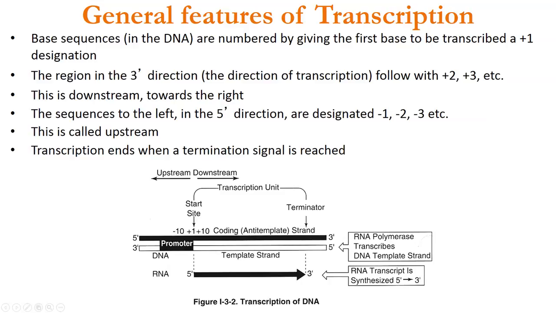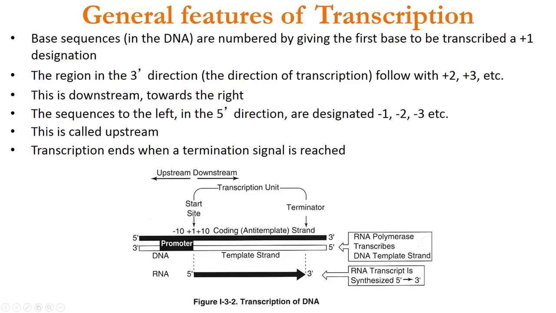Okay, so we have this interesting numbering system. The base sequences in the DNA itself are numbered by giving the first base that's going to be transcribed, the very 5' end of what's going to ultimately be the messenger RNA, a +1 designation. That's going to be the very first nucleotide that's transcribed. So if you go in the direction of transcription as the RNA polymerase moves along, we're going to have these plus number designations.